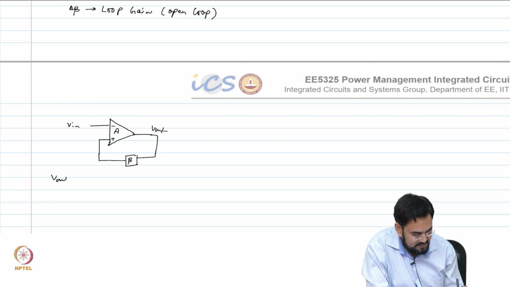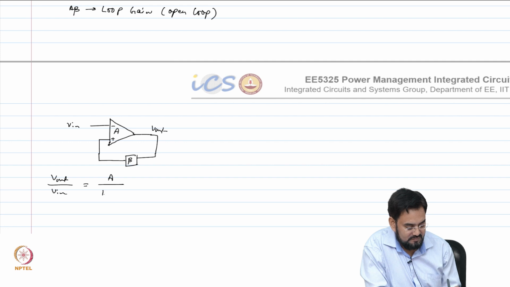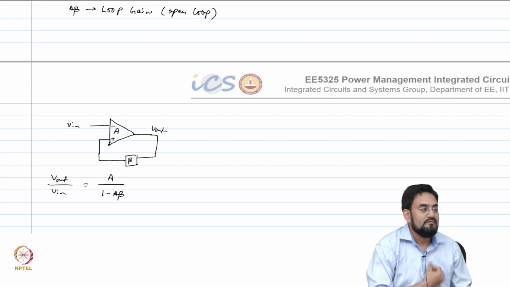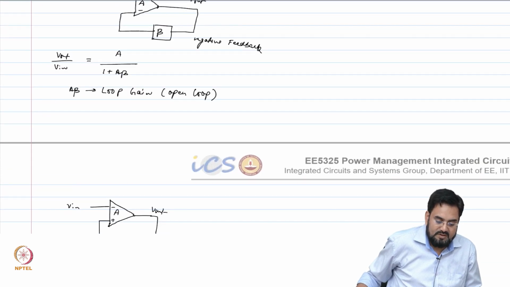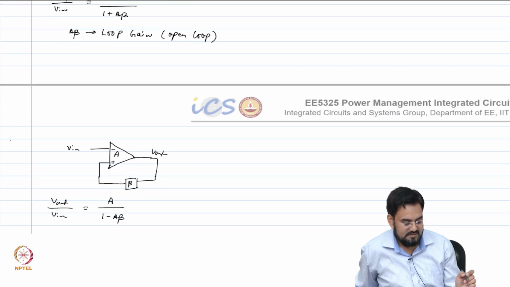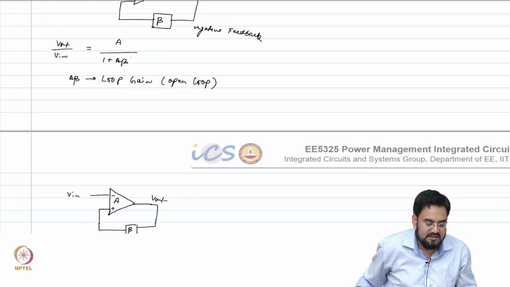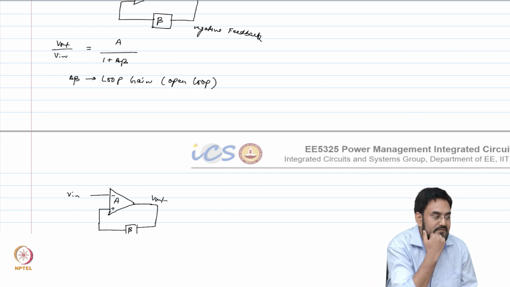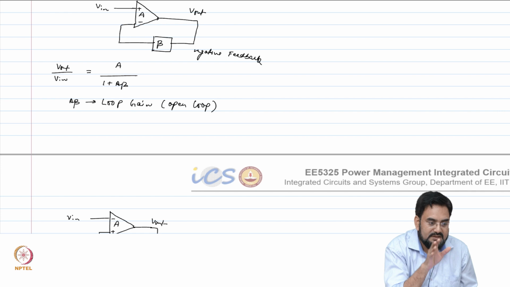So, what is the transfer function now? Let us say A beta in this case. Is there any condition where this V out by V in, or the output, will go to infinite in this case? Forget about sign. Are there any positive values of the A beta product which will make it infinite?